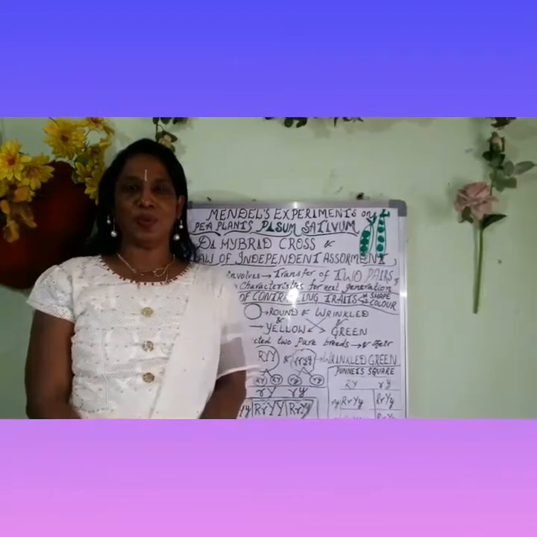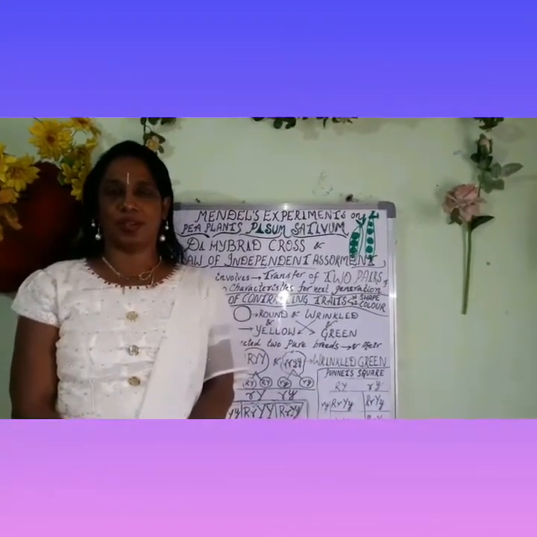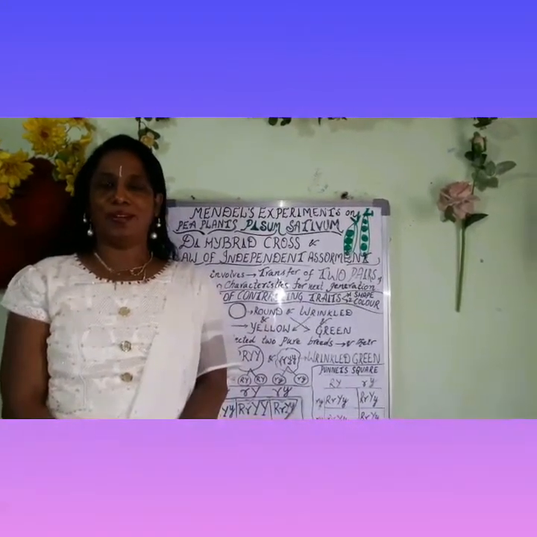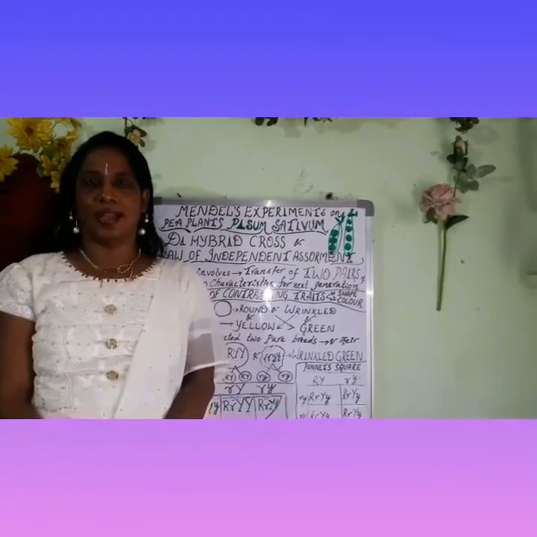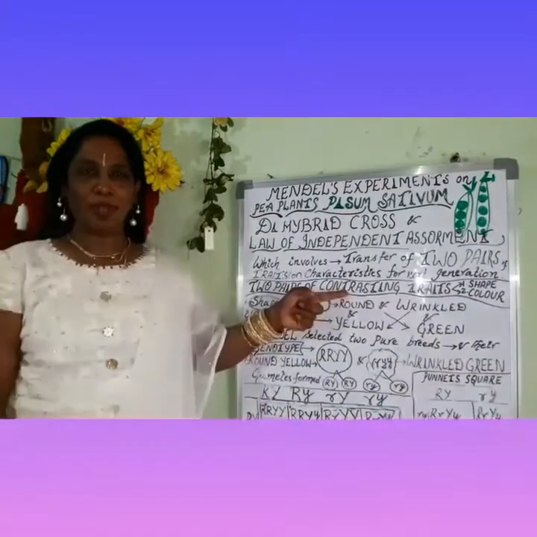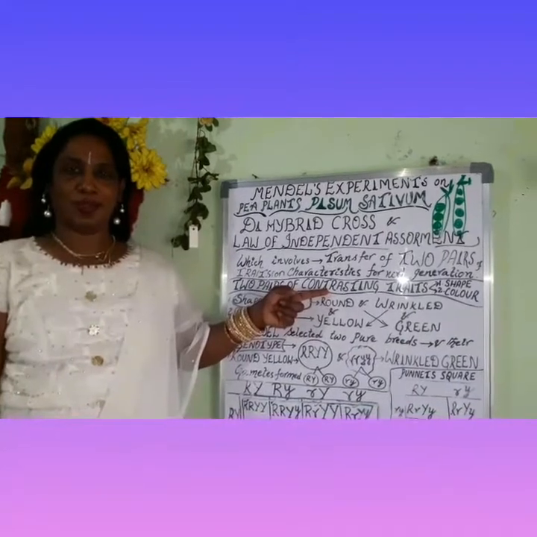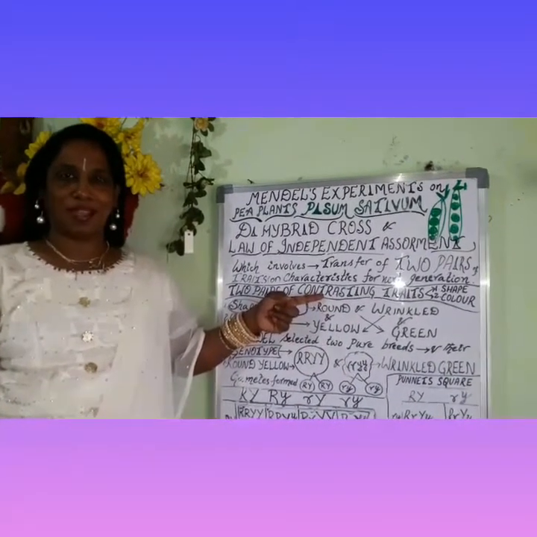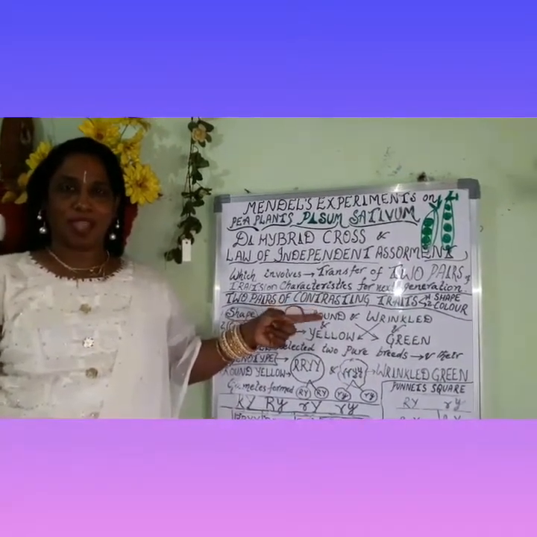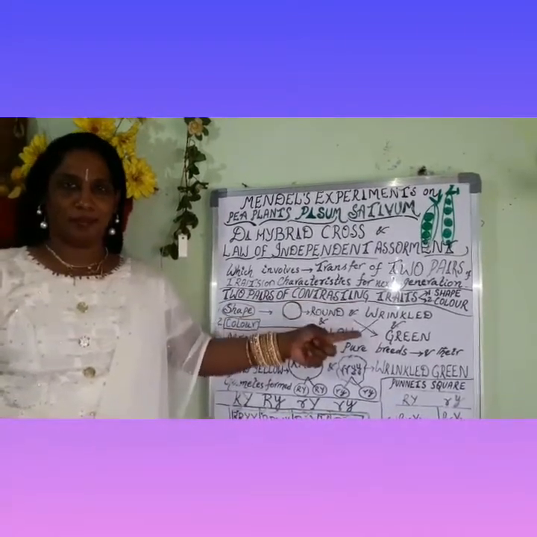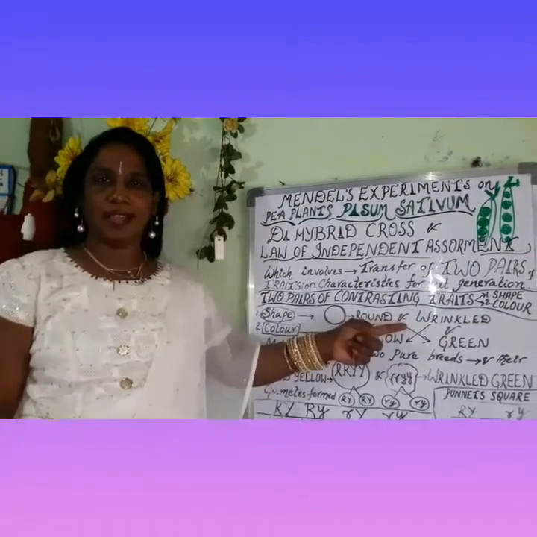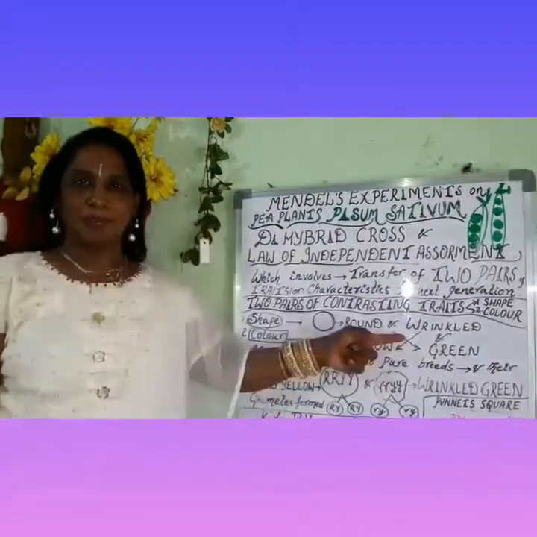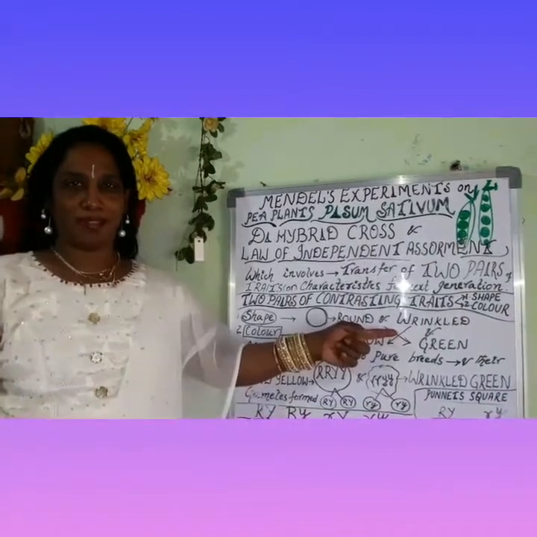The two pairs of contrasting characteristics or traits taken by Gregor Mendel for this dihybrid ratio are the color and shape of the seeds of the pea plants. The two pairs of contrasting traits selected by Gregor Mendel are round yellow and wrinkled green: round and yellow seeds, wrinkled and green seeds of the pea plants.